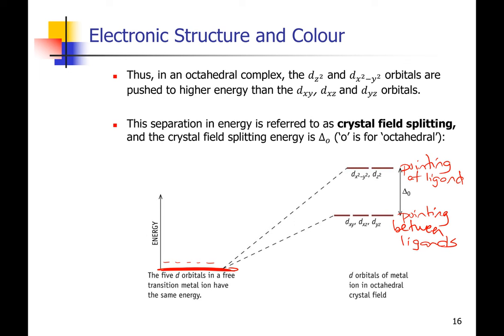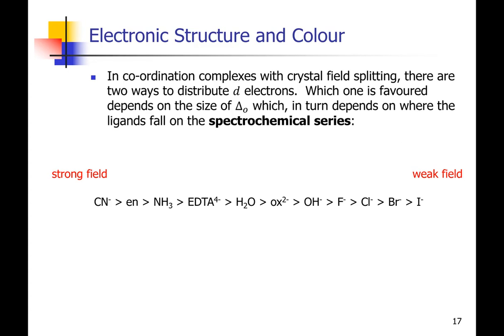And this is referred to as crystal field splitting. That's the name for this effect. And the energy gap between those two sets of d orbitals is referred to as the crystal field splitting energy. And we use this delta symbol with a subscript O for octahedral, which, like I said, all our examples are going to be octahedral. Now, the size of that energy gap is going to be dependent on how tightly the ligands are pulled into the transition metal.